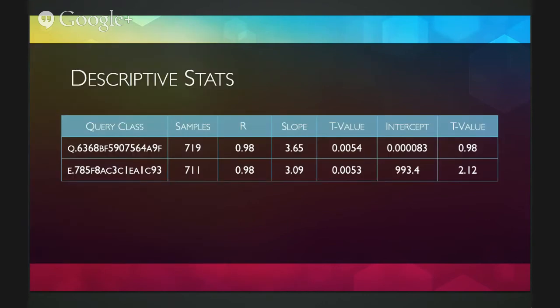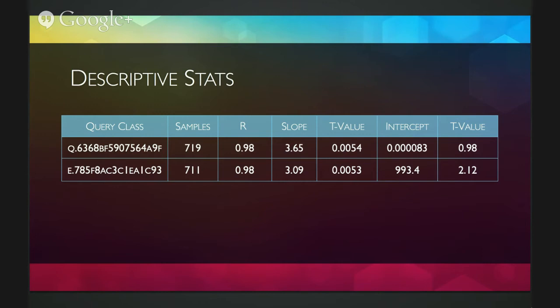So descriptive statistics, I'm just showing the same two sets of query classes here. Again, there are hundreds in that sample data set. So I created a table of standard descriptive statistics, and the number of samples that go into it. If there's more samples, the results are generally stronger. The R-squared value, in this case 0.98, the closer to 1 that is, the better. 0.98 is something that would make most statisticians wildly happy.